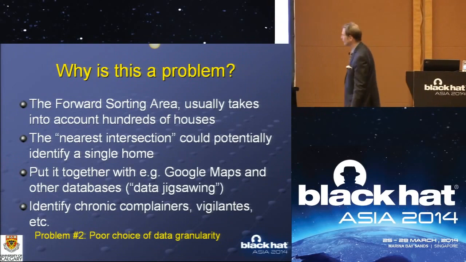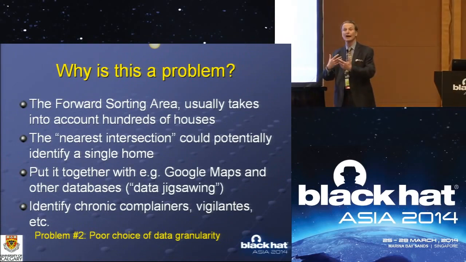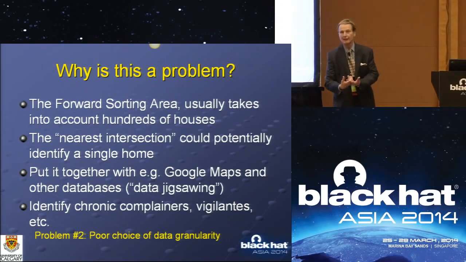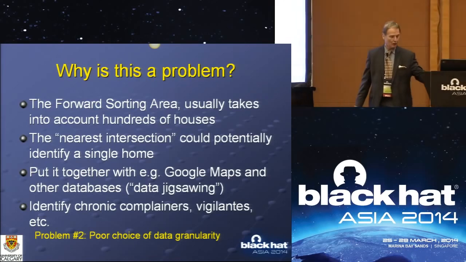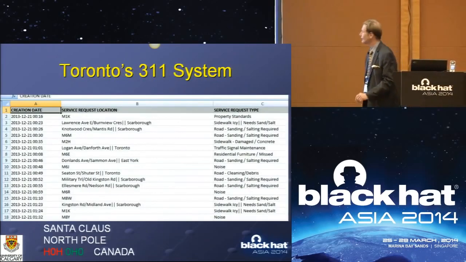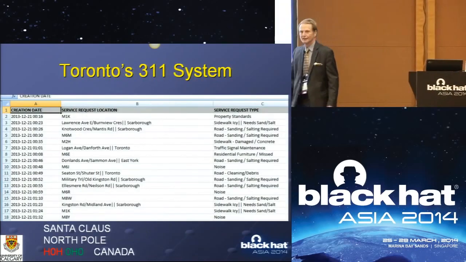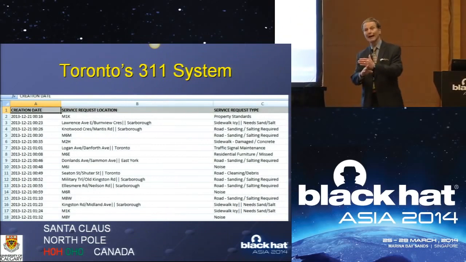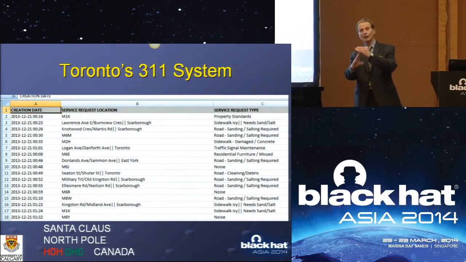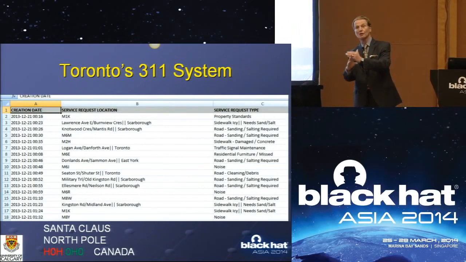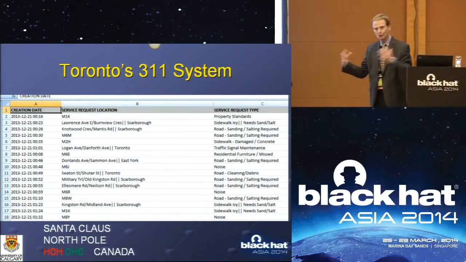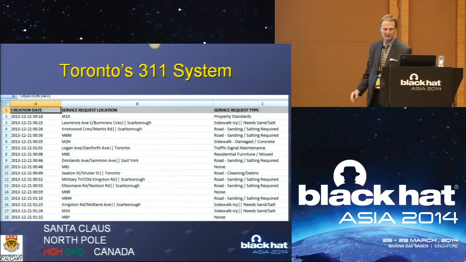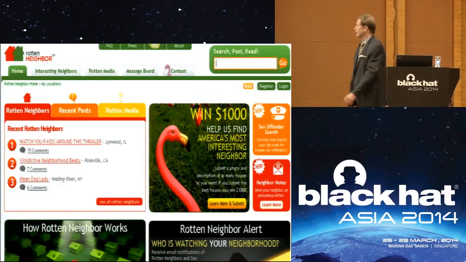One of the techniques that we talk about is data jigsawing, where you put together different information. So for example, going back to those reports, if I went to Logan Avenue and Danforth Avenue in Toronto with Google Maps, I could look and see if there is only one house there, or which house it is. So that's putting data from different databases together. Okay, why do we care?